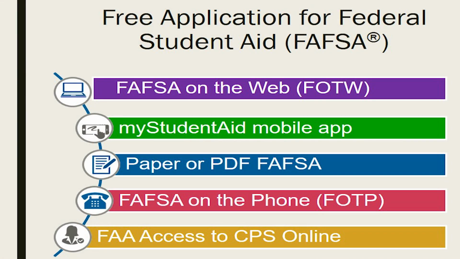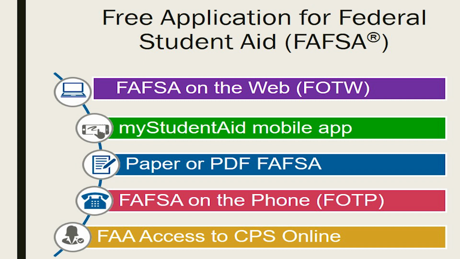So to do the FAFSA, there are several different ways that you can go about doing it. So FAFSA on the web is probably the one I would suggest the most, just because you'll be able to see almost immediately what types of aid your student will have available to them. There's also the My Student mobile app, which is almost exactly the same, only it's on their phone. So if you wanted to do the FAFSA that way, you absolutely can.